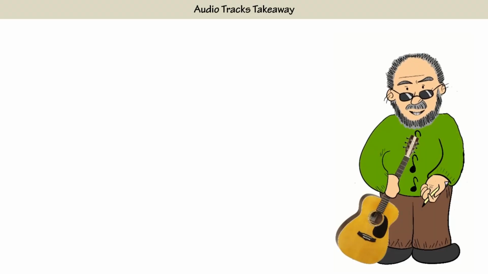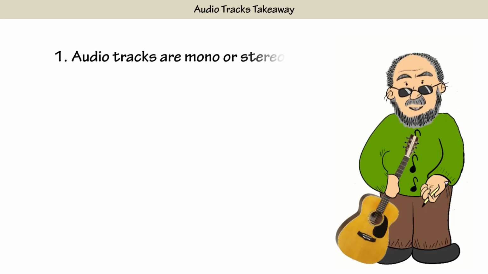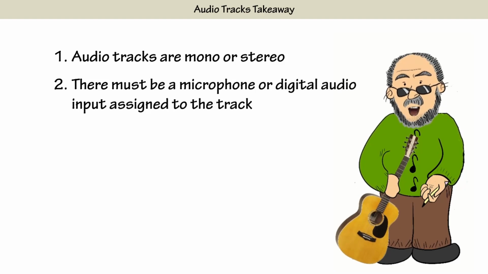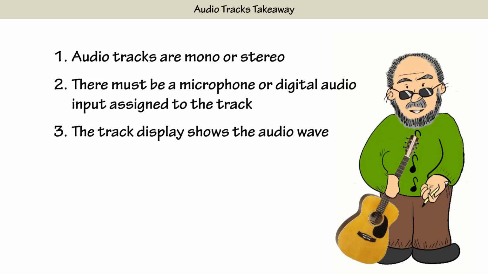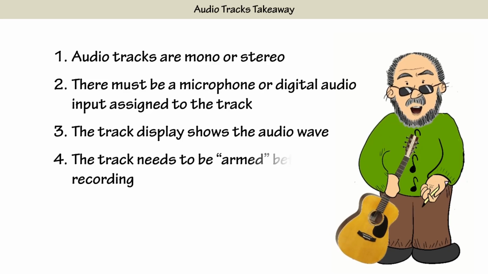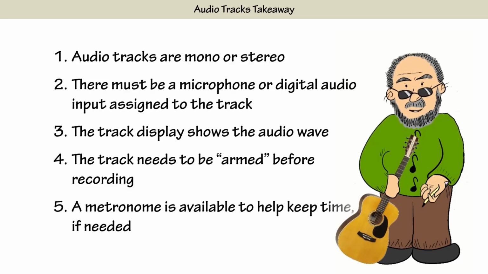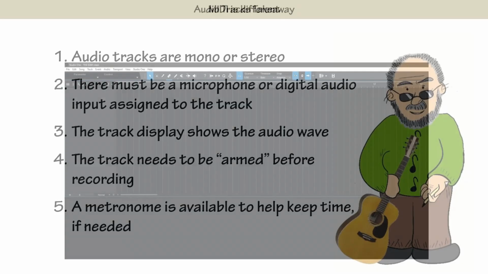The important points to remember from this quick overview of audio tracks are as follows. Audio tracks can be mono or stereo. There must be a microphone or digital audio input assigned to the track. The track display shows the audio wave as it is recorded. The track must be armed before recording can take place, and a metronome is available to help you keep time if needed. Now let's consider how a MIDI track is different to this.